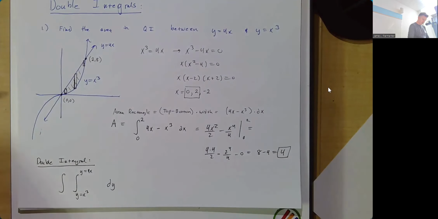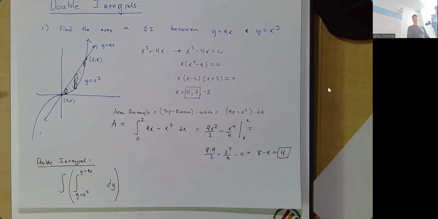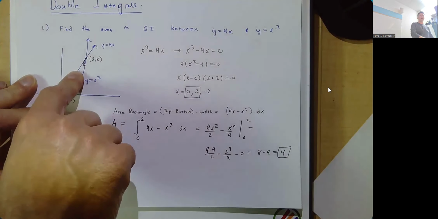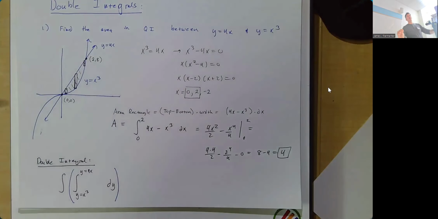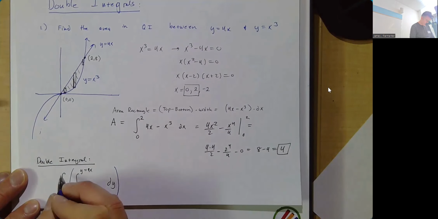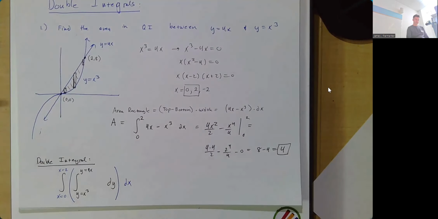So there's my inner integral. And then my outer integral is just the limits of integration for the other variable. So I'm thinking of y going from y equals x cubed to y equals 4x. And then the x's are going as far left as x equals 0 to as far right as x equals 2, dx. What are we integrating?